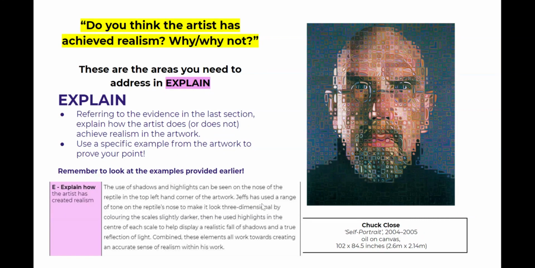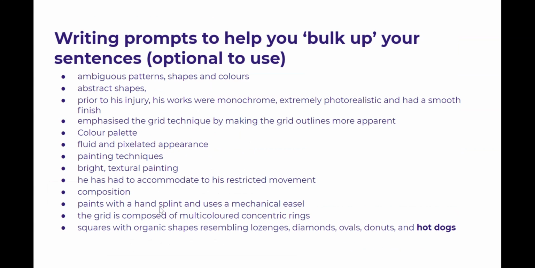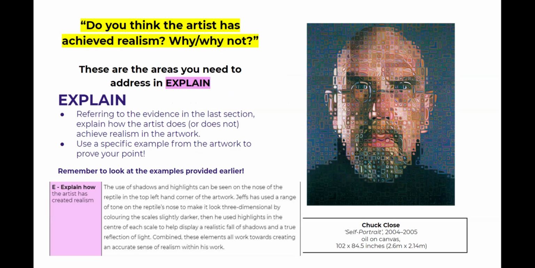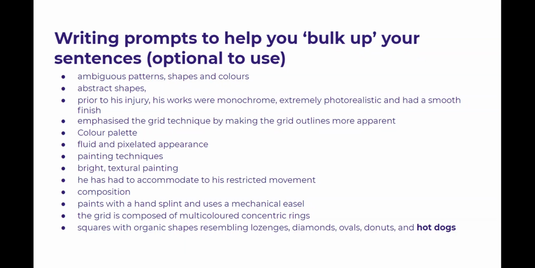So then Jeffs has used a range of tone on the reptile's nose. So this is obviously not about this person here, but it's just an example of how to write and explain how. So there's just some writing prompts there to help you bulk up your sentences. These are just optional to use if you're wondering, I don't know what the right word is, or I've just kind of found a few different words from some previous Chuck Close worksheets that you might like to use. That doesn't mean that they're the answers. They're just there to help you as writing prompts.